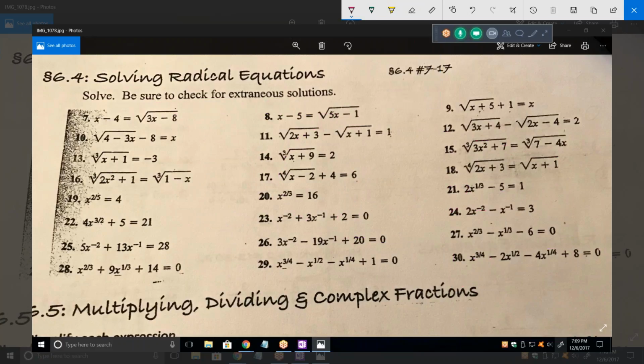Notice that everything on this page has either a radical sign in it or a fractional exponent, which is the same thing as a radical sign. In other words, a 1/3 exponent means cube root. A 2/3 exponent means cube root of x squared. That's what that means.